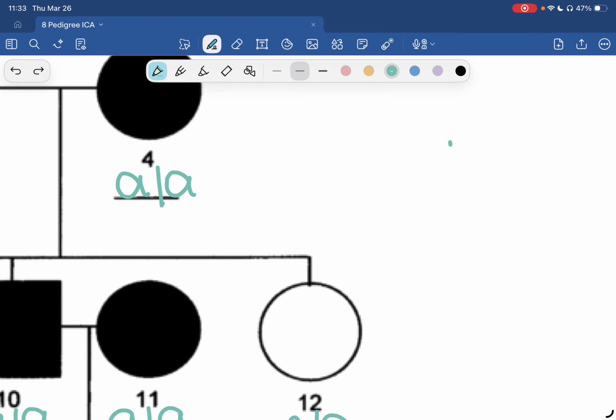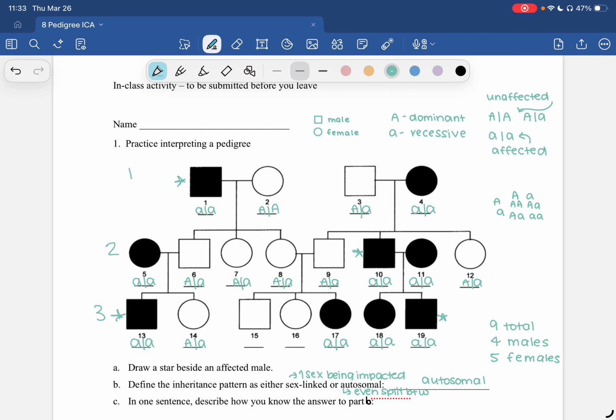So heterozygous individual here and here. So I'm going to cross them. Okay, so as you can see, 17 would be right here. That's how they got their little a, or affected child. They had that 25% chance.